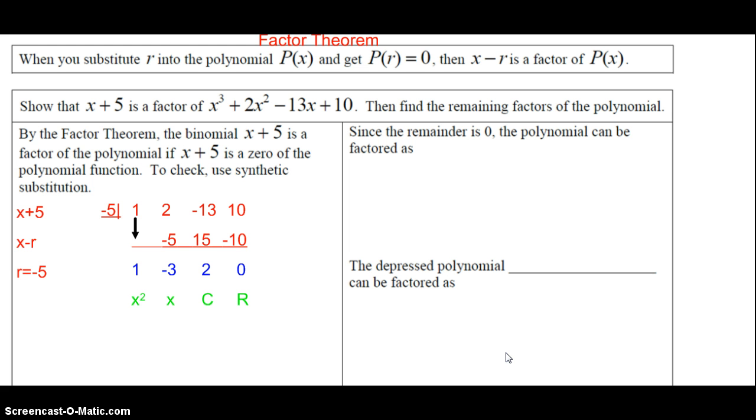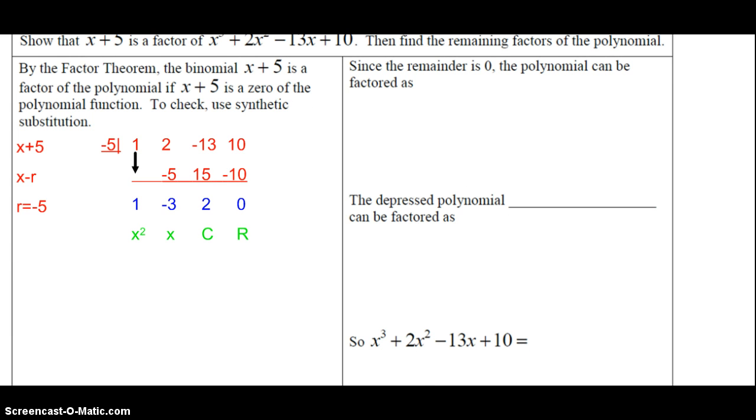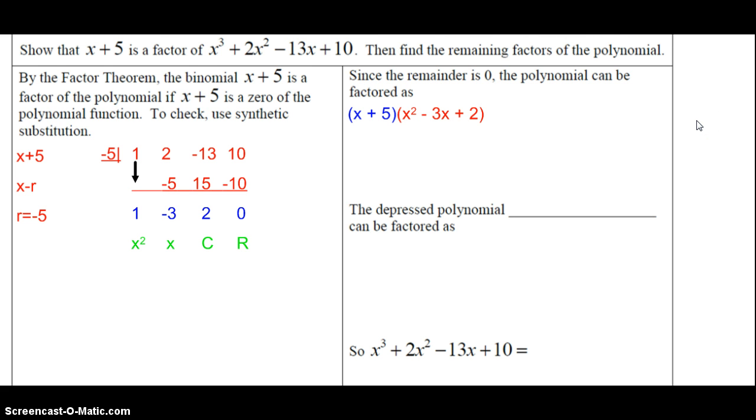Since we have a remainder of 0, then we know that our original binomial x plus 5 is in fact a factor of the polynomial x cubed plus 2x squared minus 13x plus 10. Now, we know that that's a polynomial because we just used this procedure. So what we're going to do in the next box is, since the remainder is 0, we know that we can factor the polynomial. So let's set it up in terms of its factors. The two factors, of course, being x plus 5 and the depressed polynomial that we just came up with.